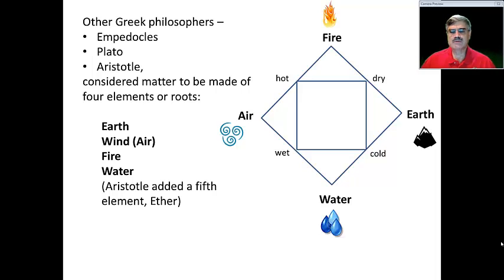So their notion was that all matter was made of different amounts or different ratios of these 4 basic root elements, and that gave matter its different properties of being hot, dry, cold, wet, etc. So they focused on the qualities of matter. Now later Aristotle added a 5th element, what we could call the quintessence, called ether, which in the diagram would have been placed right in the middle. So this was the way that other Greek philosophers tried to understand the composition of matter.